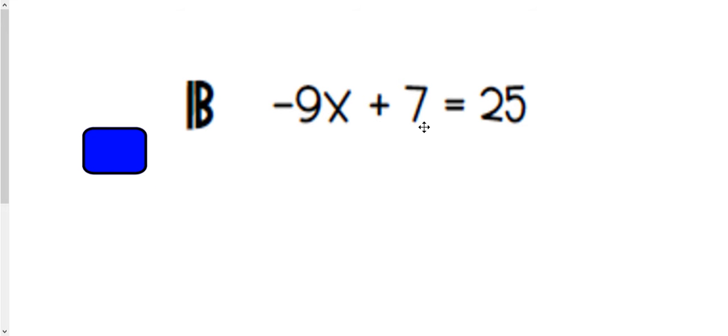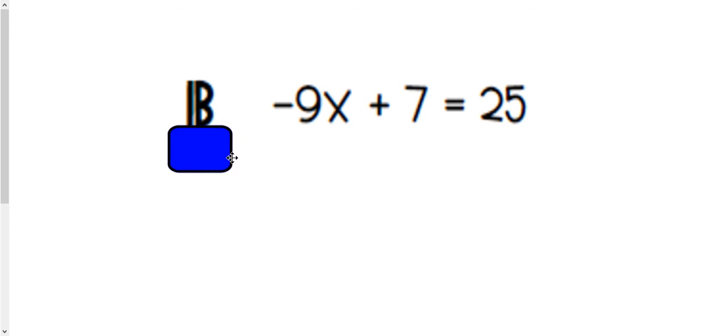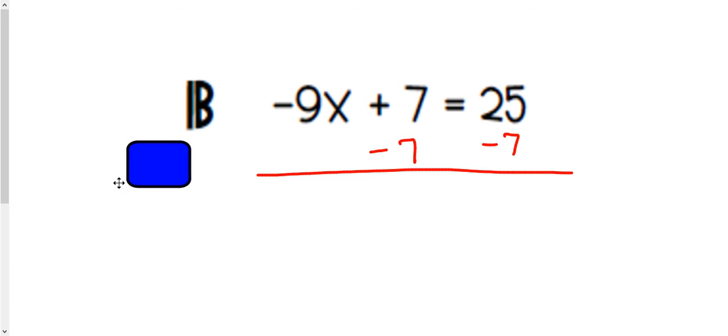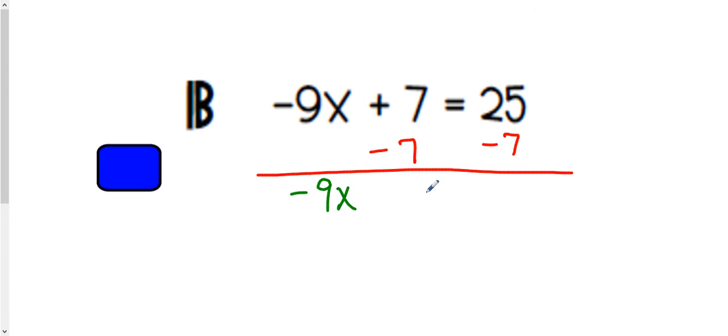Negative 9x plus 7 is equal to 25. So we want to isolate x, so we're going to subtract 7 first. And that's going to leave us negative 9x, 7 minus 7 is 0, is equal to 25 minus 7, which is 18. So we use the subtraction property of equality there.